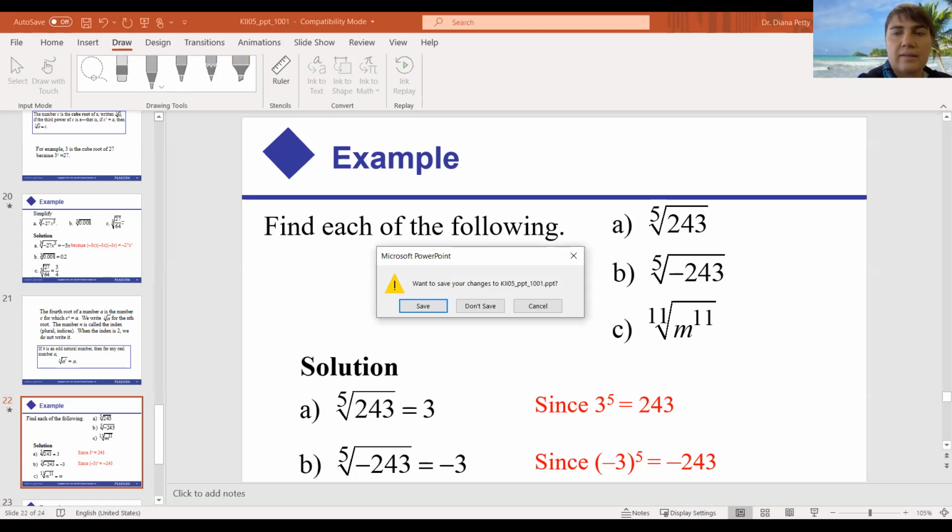Save the changes. Sharing screen has stopped. Okay, good. Oh, I guess I closed the whole window. Okay, well, what are we doing?